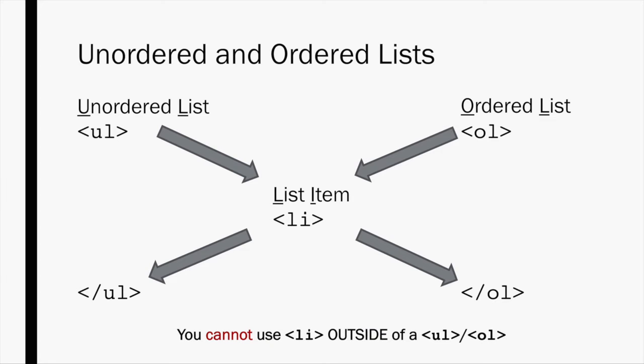First things first, both the UL and the OL tag use the exact same sub tag, the LI or list item. As long as you have the UL and you have list items inside of it and you close the UL, you have a list. On the other side, you have an OL, you have the list item, and the closing OL, you have an ordered list. Both use the exact same LI system. Now, keep in mind that you cannot use LI outside of a UL or OL list. As long as you have an LI, it has to be inside one of these.